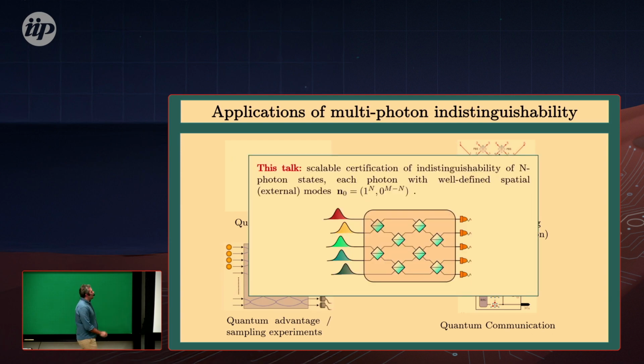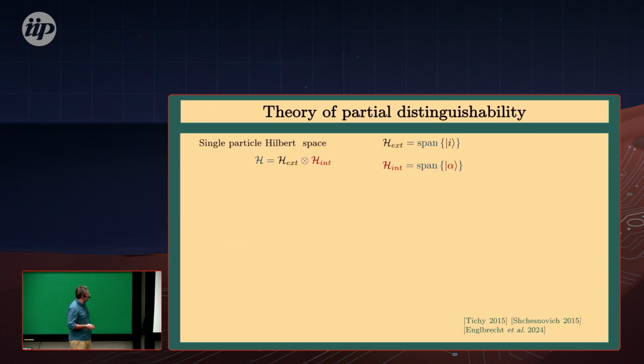Right. So this talk is about a scalable and fairly easy to implement method for certification of n-photon indistinguishability of photonic states that come, let's say, from n sources. I'm imagining the scenario where I have n ports and some photonic state comes in, and I wonder whether it's distinguishable or indistinguishable.